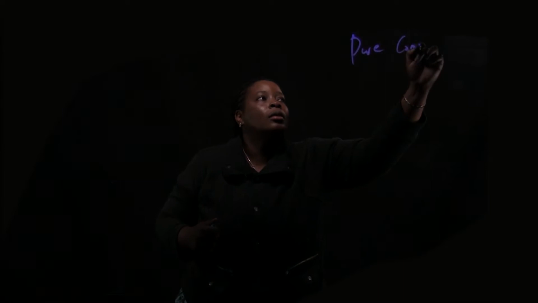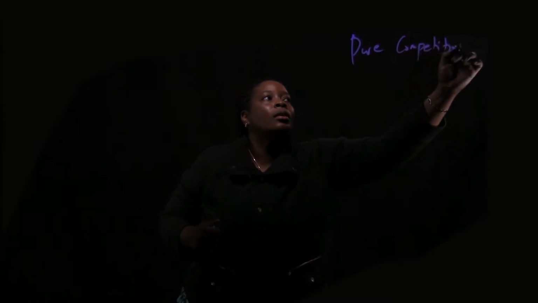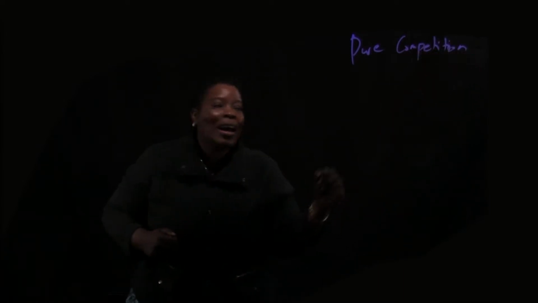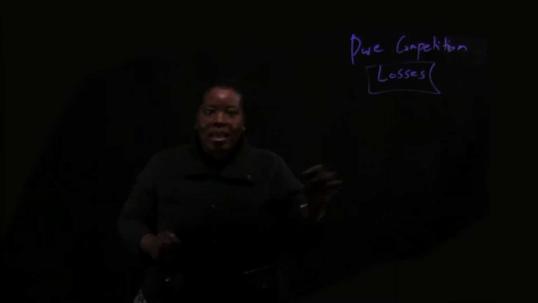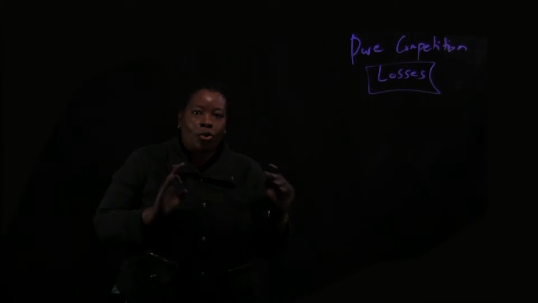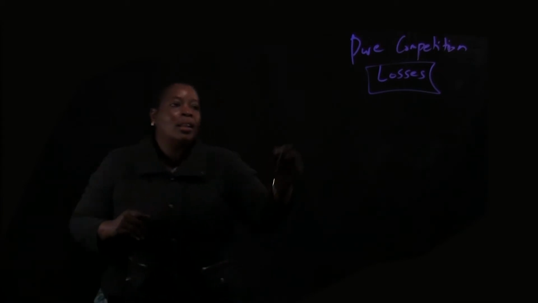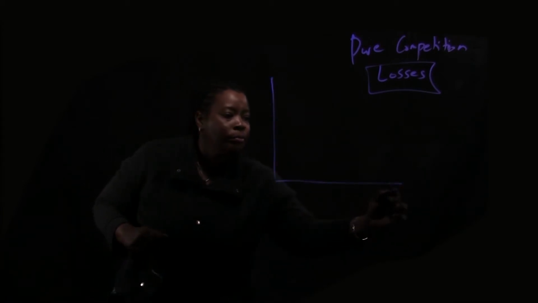In the second scenario, what I want to show you is, for pure competition, what the losses look like in the short run. So we're still doing pure competition, but now we're going to look at losses. Short run, making losses. And I'm going to show you this graphically. Now again, let's set up the framework.